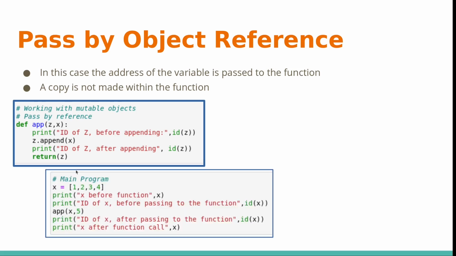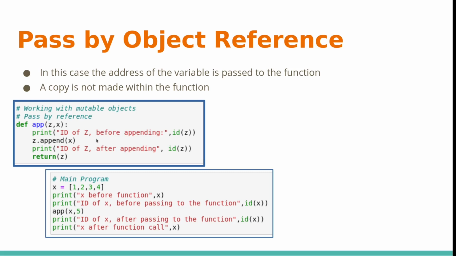In the main program, I am defining a list x. I'm going to print what the contents of that list are. It should be this 1, 2, 3, 4. And then I'm also going to print the ID of x or the address of x before I pass it to the function app. And then I call the function app. I'm passing x, which is a list, and a constant 5, number 5.